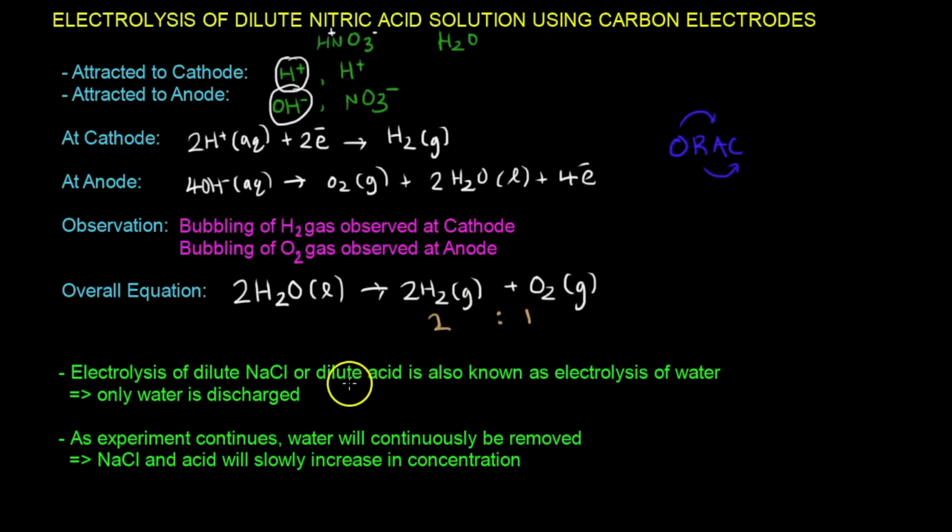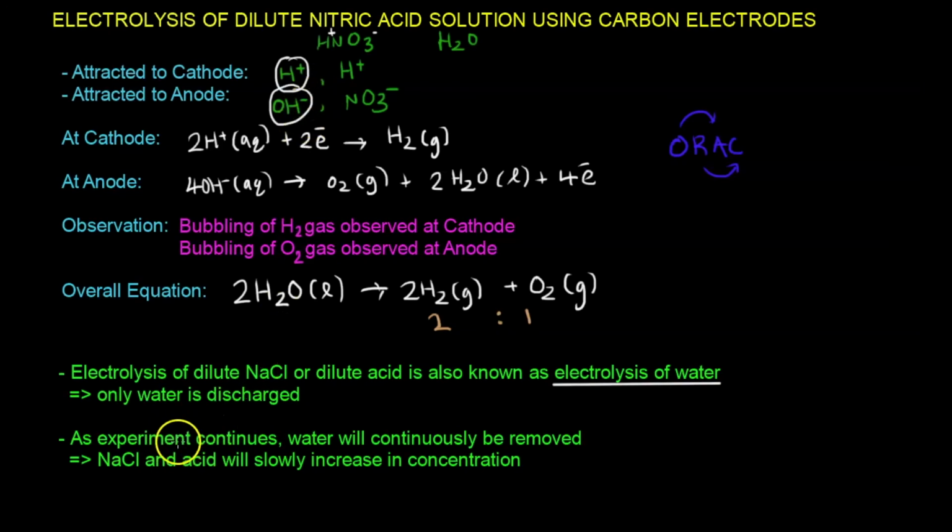Finally, let's just sum it up. Electrolysis of dilute NaCl, as we have seen above, or dilute acid, as we have seen here, is known as electrolysis of water. It doesn't matter what we use. We can use dilute HCl, dilute HNO3, dilute H2SO4. As long as it's dilute acid, it will just choose water nonetheless, because only water is discharged in the case of H plus and OH minus.